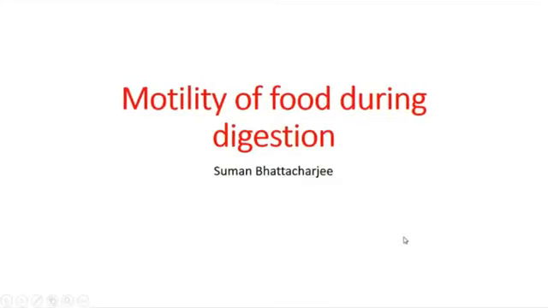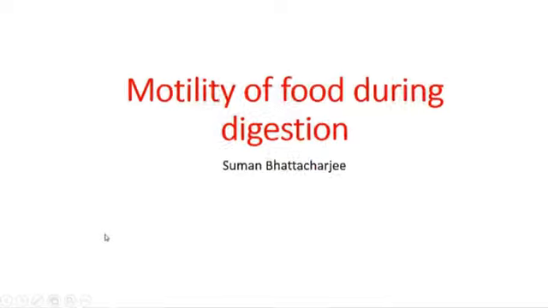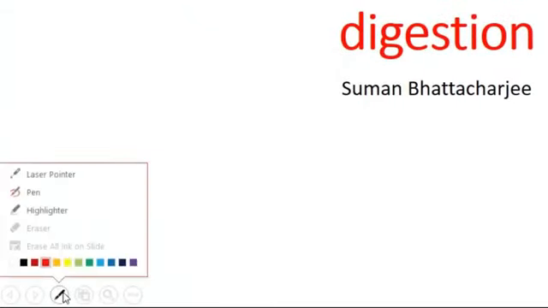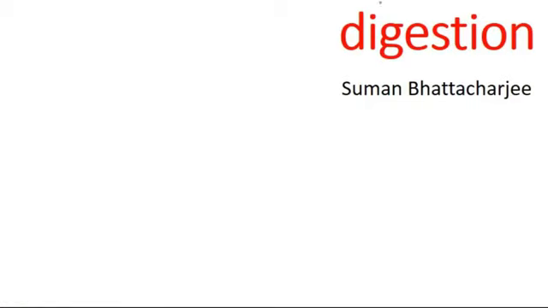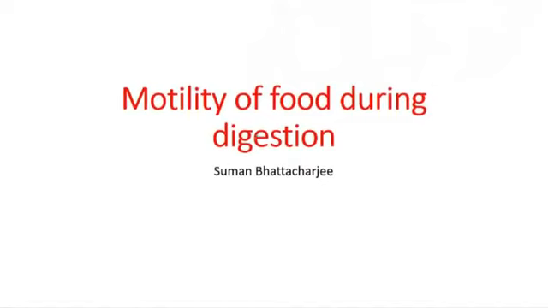Welcome back, friends. This is the second part of our discussion regarding the digestive system and the digestion of food by human beings, and this is about the motility of food during digestion. Motility is the movement of food through the gastrointestinal tract, and the muscles of the digestive tract walls are very responsible for propelling and mixing the food contents together. Let's see the whole process in detail.